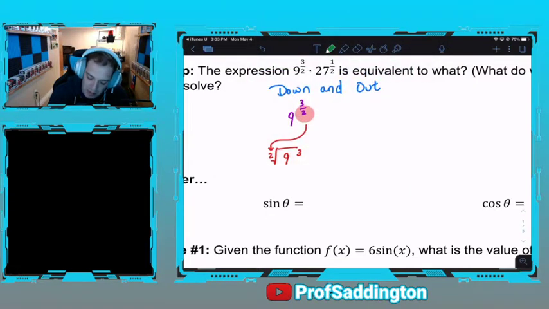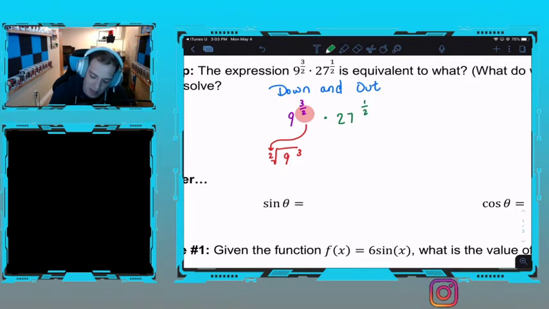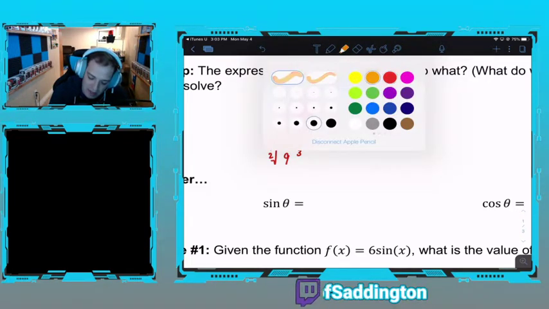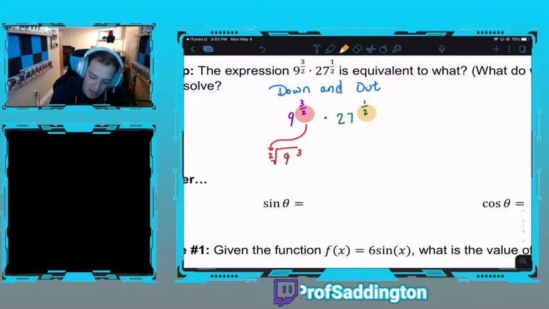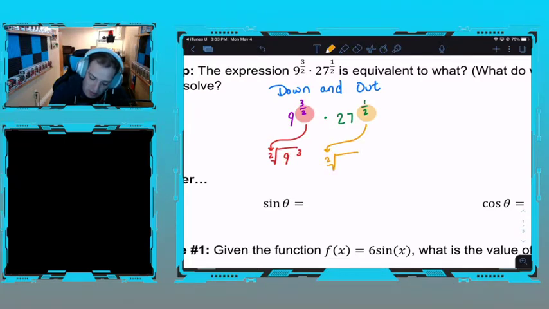Now I'm just going to repeat the process, but I'm going to do it for the next number. So it was times 27 to the 1/2. Again, we're just going to take that number that's on the bottom and bring it to the outside. I have my square root. I have the 27, and I still have that 1.